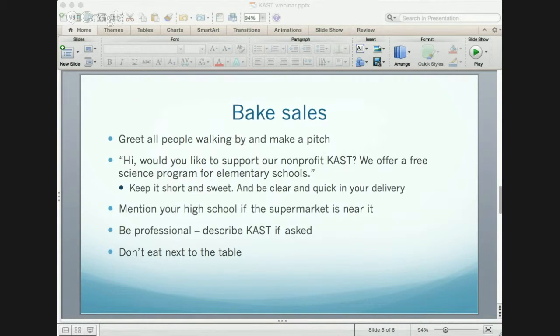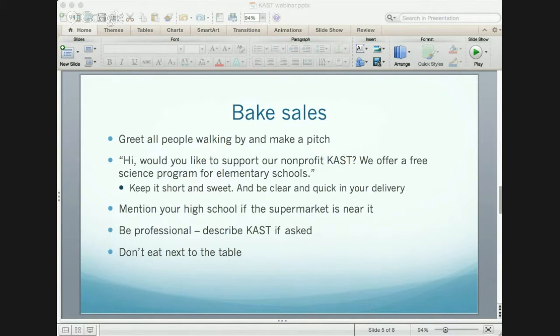For example, in Richmond, Montgomery, we go to a Giant really close to RM, and RM alumni like to give to us. Be professional and describe KAST if asked. Just talk really quickly about what we do. We offer a free science program for elementary schools, and you can talk a little bit about what we need the money for. And don't eat next to the table, which is just part of being professional.